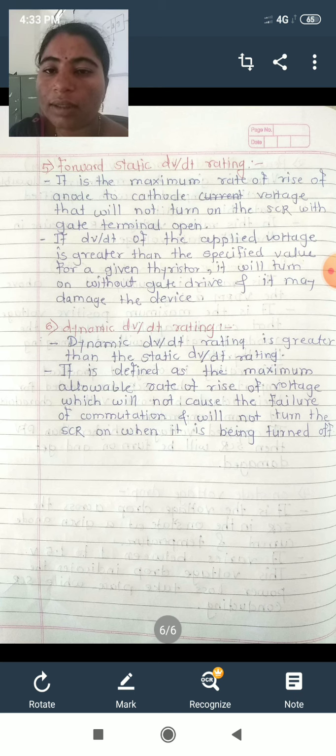These are the voltage ratings. Six voltage ratings are there. We learned them now. In the next lecture, we will learn the different types of thyristor and triggering devices used for thyristor.